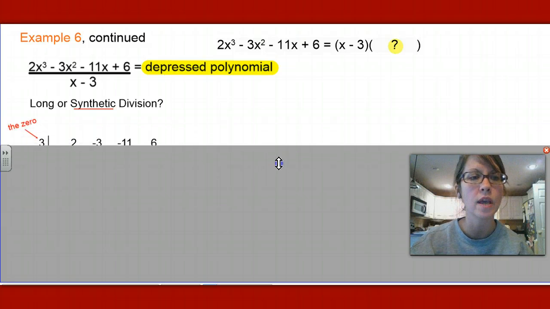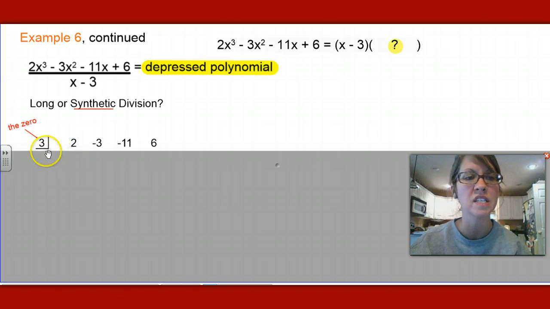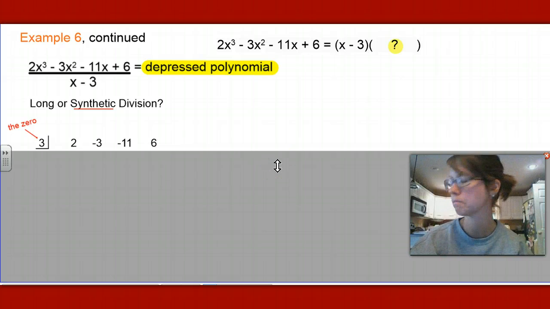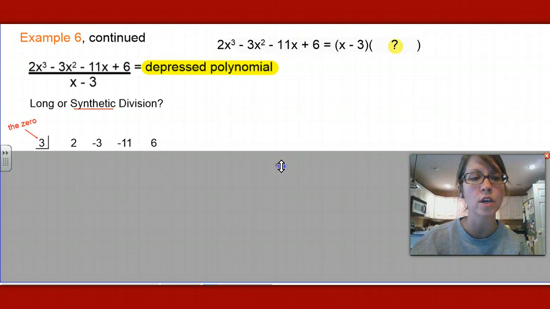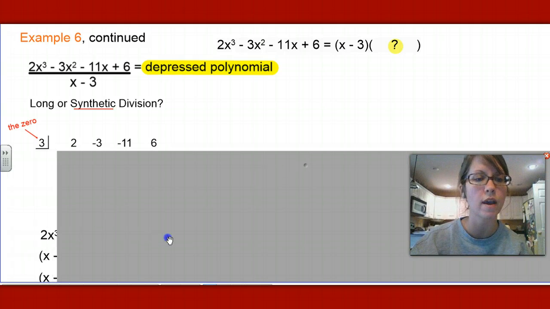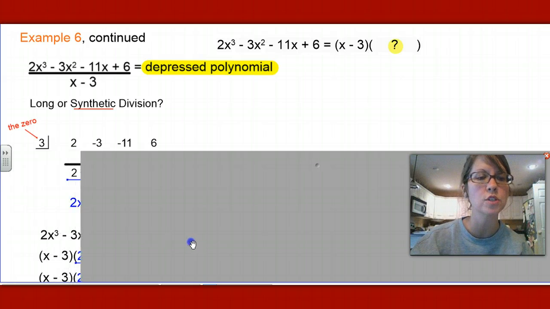Okay, so in synthetic division, remember that the 0 actually goes inside this little box. And then we write the coefficients of our numerator in this top line. You would need to put any zeros if any were missing. We leave the next line blank until we go through it. So maybe I'll still do that. Okay, so the first thing we do is we drop the 2 down below.